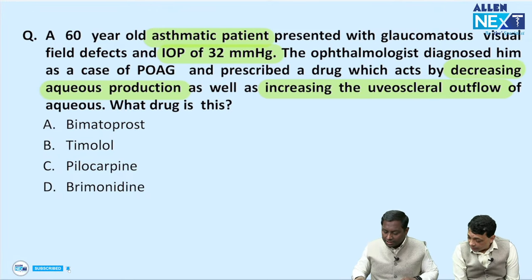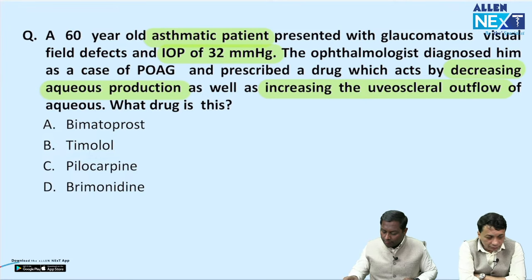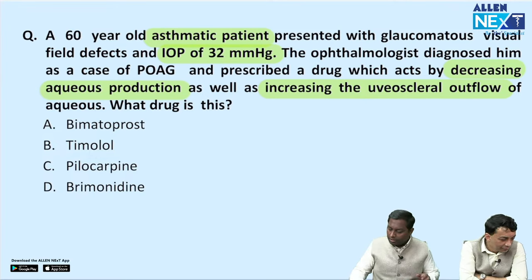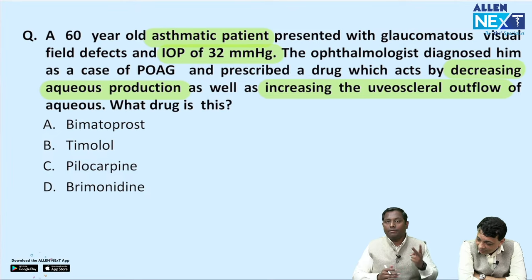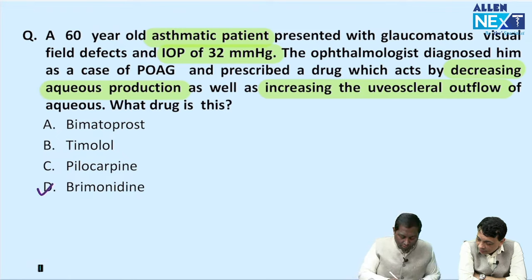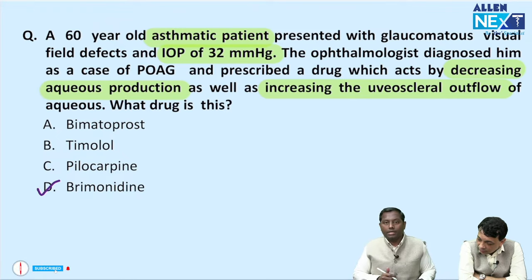As I was expecting from all the students, and we have Dr. Kishore, Dark Knight, and other students also, they are marking timolol. Whenever they hear about glaucoma and asthma, they go for timolol, betaxolol. But here, the question is a little different. It is asking for a drug having a dual mechanism of action. It is not going to be timolol. The correct answer for this question is actually brimonidine.